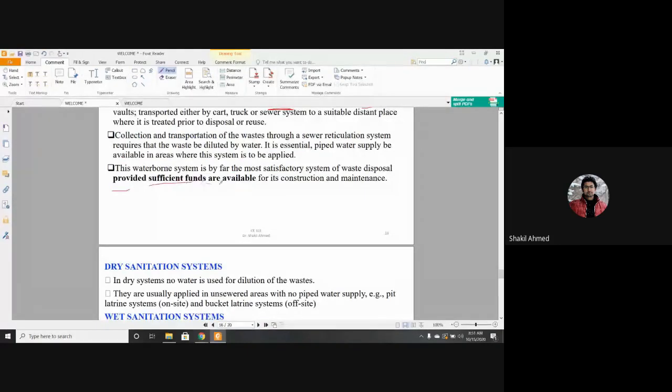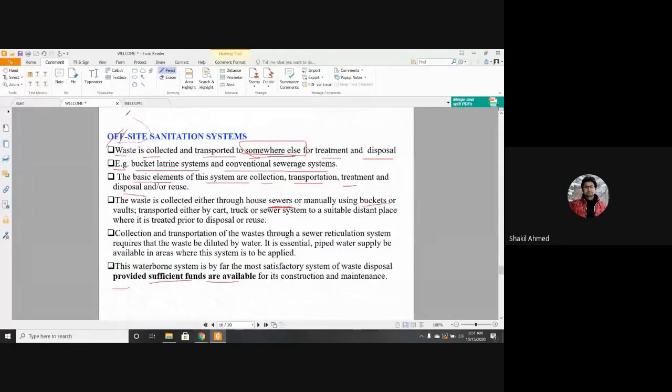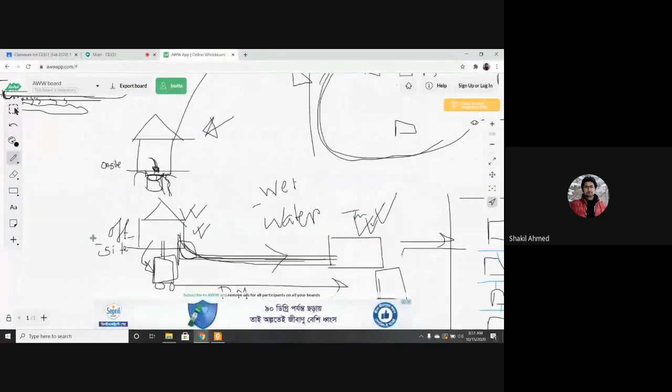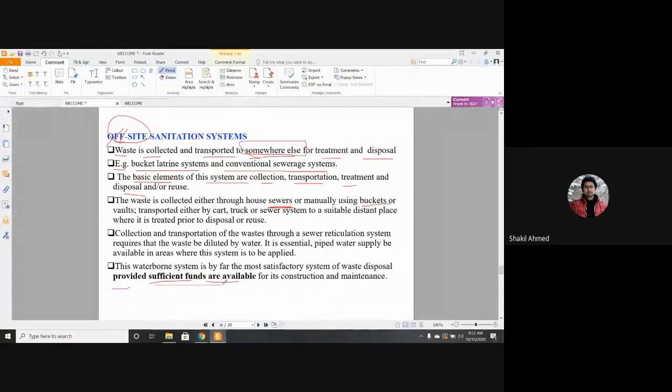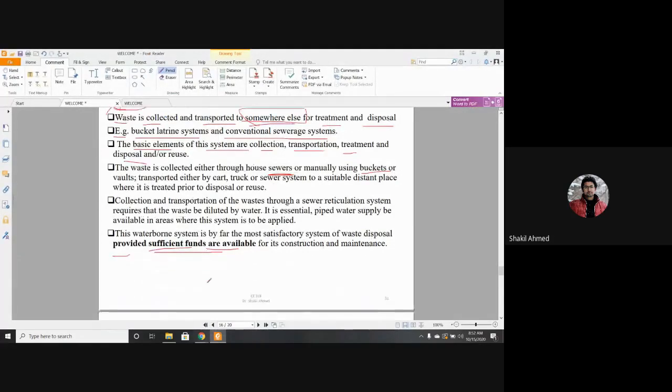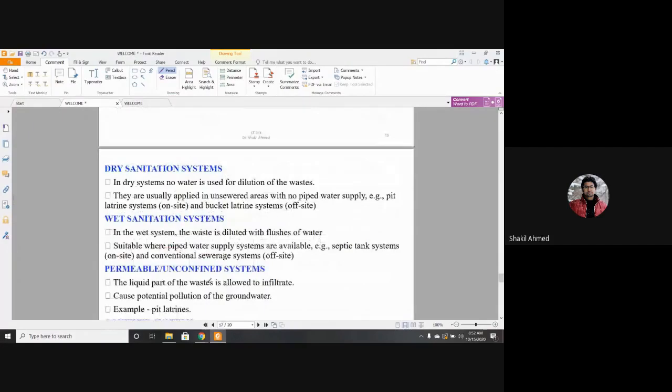Provided sufficient funds are available. In offsite sanitary sewer system, you need to install this sewer. You need money. It's expensive. Therefore, sufficient funds need to be available to install these kinds of facilities. Dry system, wet system, I already told you. Dry system, no water is used for dilution of the waste. In wet system, waste is diluted with flushes of water.